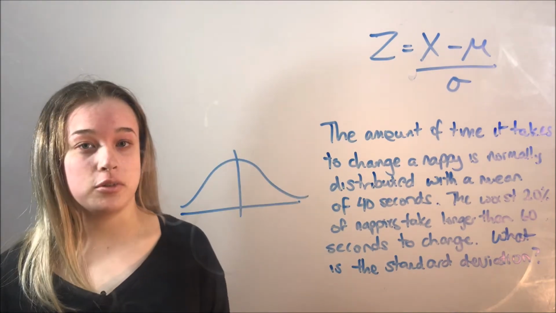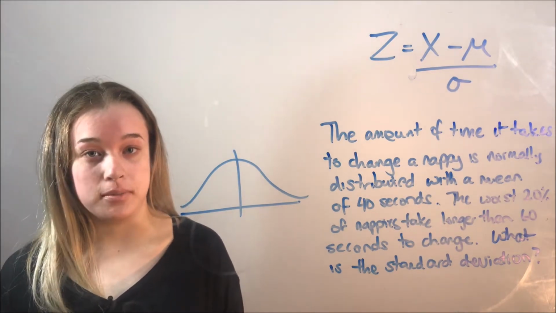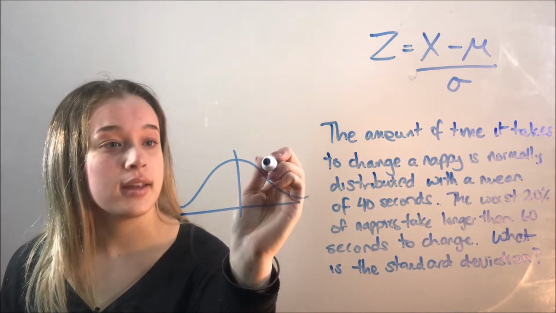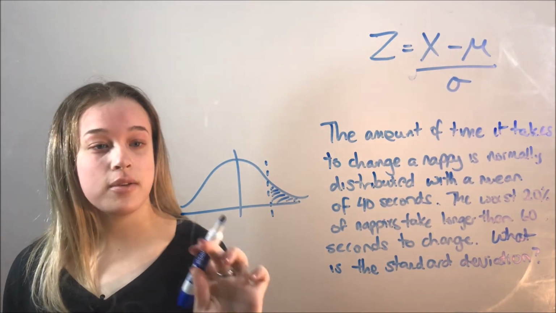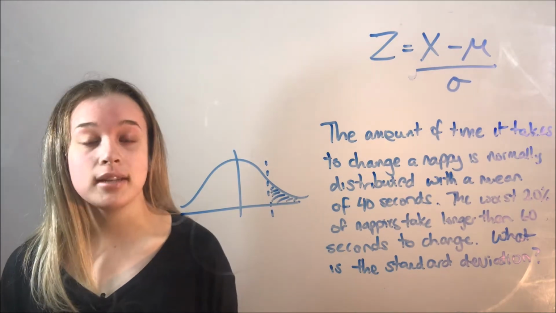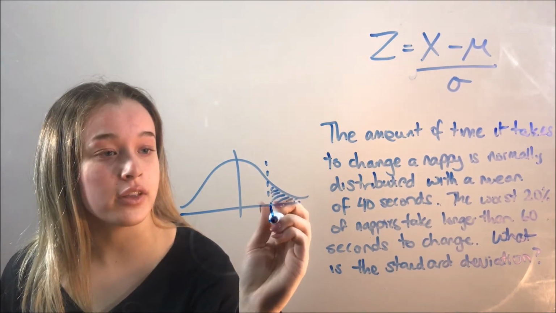The first thing we want to do is draw a diagram to represent this information. We know we're after the worst 20% of nappies, so that would be here. We need to work out the Z value for this. The Z value is a value along the bottom here, where the mean is 0 and the standard deviation is 1. So we want to find this Z value here.